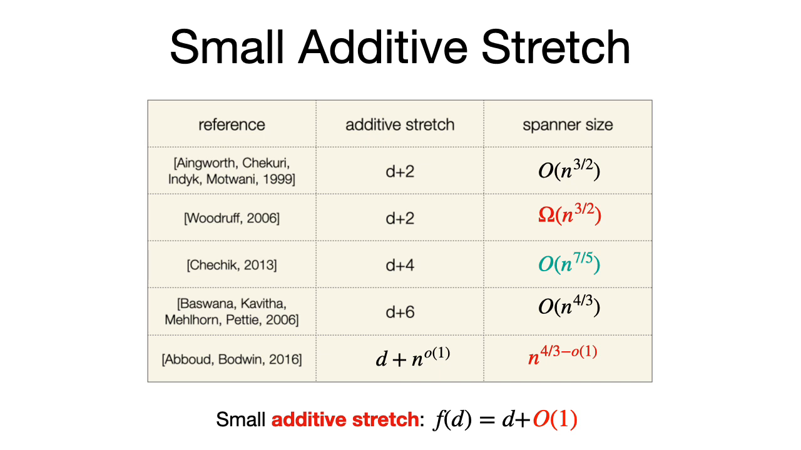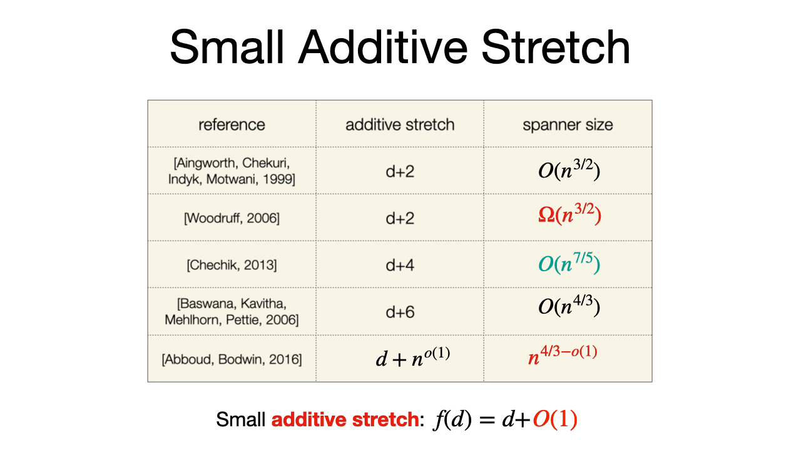Here is a list that summarizes our current knowledge regarding spanners with small additive stretch. When the additive stretch is 2, in a paper by Aingworth et al. in 1993, they constructed spanners of size n to the 1.5, which matches a subsequent lower bound by Woodruff in 2006. For additive stretch 4, Chechik in 2013 constructed spanners of size n to the 1.4, which has not been improved ever since.